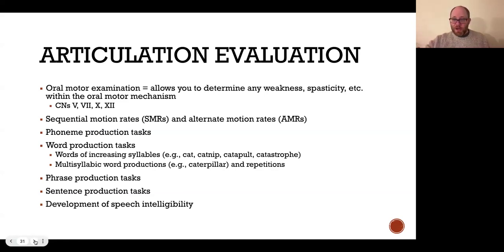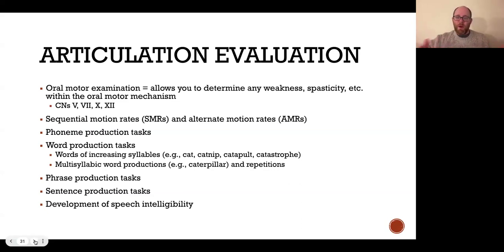You're going to have word production tasks to see what their articulation looks like on different types of words. Something really important to help you differentiate dysarthria from apraxia is you want to have words of increasing syllables that sound similar. The example I gave is cat, catnip, catapult, and catastrophe. Each is one syllable more than the one that precedes it, but they all start with cat. They're very phonologically similar in the beginning of the word.